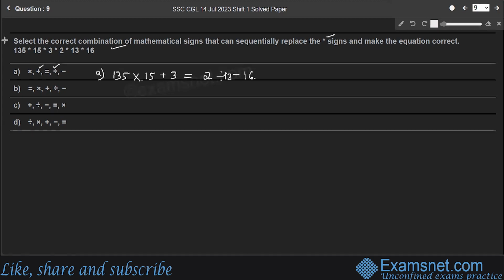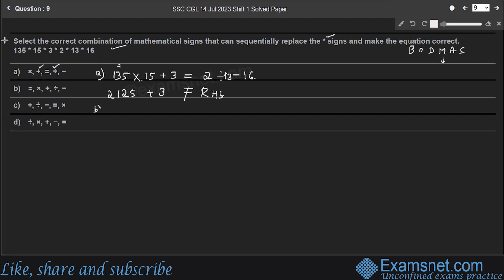So consider the LHS part. Here, students, we are following the BODMAS rule for both LHS and RHS. In the LHS part, we have multiplication. We don't have division, brackets and of part. We'll start with multiplication. So 135 into 15 gives 2025, plus 3. It is not equal to RHS, because in the RHS part we have 2 divided by 13. You will get a fraction, which is not equal to the LHS. It's a simple logic, right?